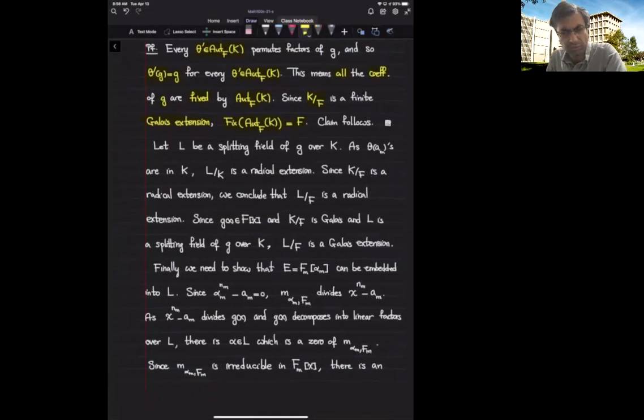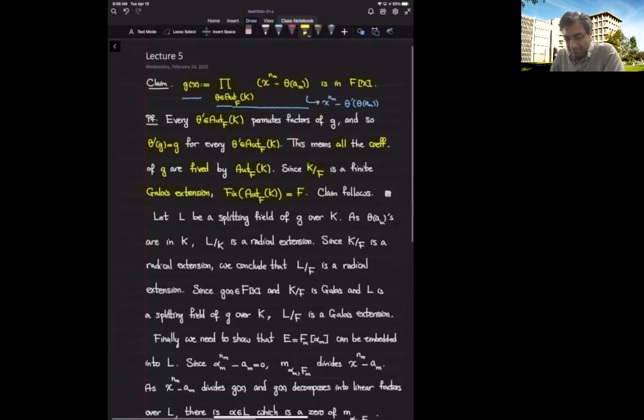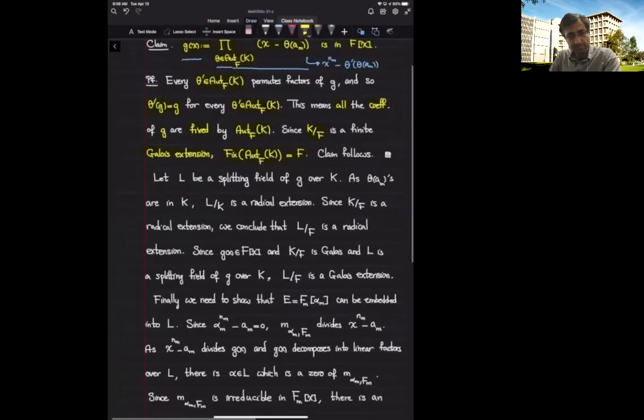Okay, so finite Galois extension is what we proved. So that means that this binomial does belong to F bracket X, and that's exactly what we wanted to show. Okay, so we have shown this claim. Let's see how we can use it.